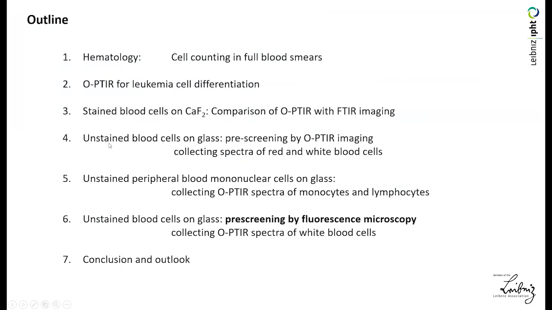In the remaining topics, we studied blood cells on glass. First, we used the pre-screening by O-PTIR imaging. Then we studied a subfraction, the so-called peripheral blood mononuclear cells. And finally, we combined the O-PTIR with a pre-screening by fluorescence microscopy because we are particularly interested to determine and study white blood cells. And finally, I will give a conclusion and outlook.